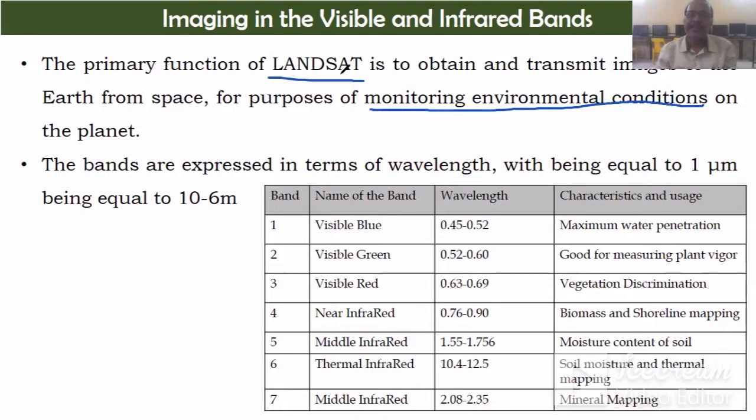The Landsat satellite can take a picture of the earth from space and send that picture to the earth. The purpose is monitoring environmental conditions. Environmental fluctuations or changes can be monitored using that image. From the satellite image, scientists identify the environmental condition based on that image.